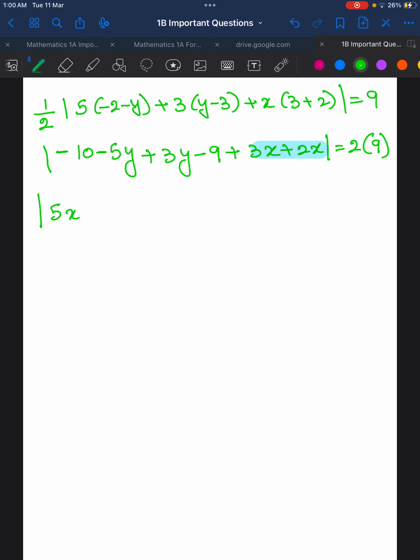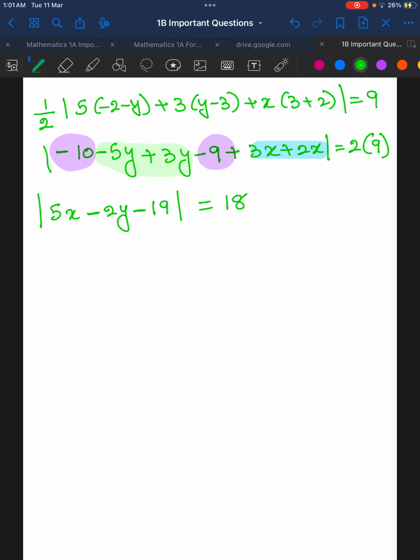Now observe the terms of y. What are the terms of y? Here we can see minus 5y plus 3y. Minus 5 plus 3 will be minus 2y. Okay, if you see the numbers what are there in modulus sign. Here we have minus 10. Here the value is minus 9. Minus 10 minus 9 will be minus 19. Here the value is minus 19 is equal to 2 9s are 18 we got.